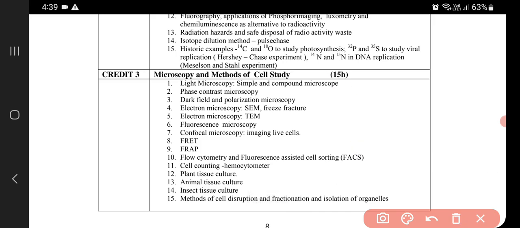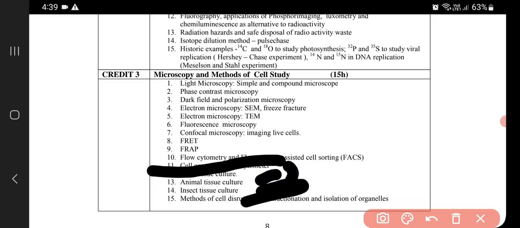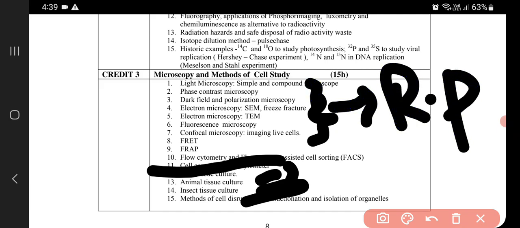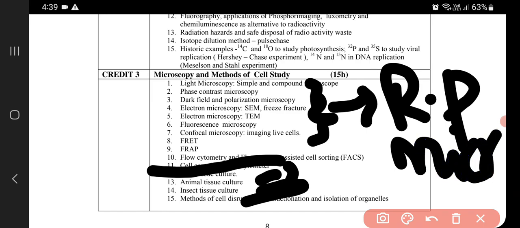In credit 3, things like plant tissue culture and animal and insect tissue culture you need to study from your botany book, the second year intermediate book. And electron microscopy, fluorescence microscopy, these microscopy topics you need to study from the RP Singh microbiology book. It will be available in any shop. If you go there, check for microscopy in the index, and if it is there, buy it. All the microscopy you can find there, or otherwise it is also in other books, so you can learn from those.